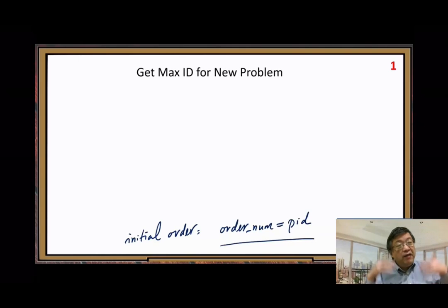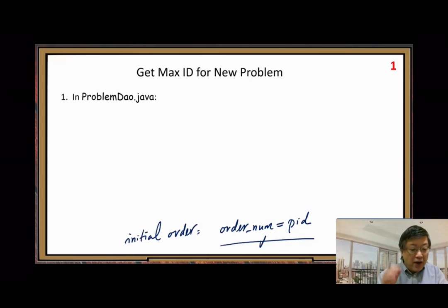Why do I emphasize this initial thing? Because later, at some point, if we feel there is a need to change the order, then we can change it. The PID can never change. The PID must be fixed. But the order number can be changed if we like to change later.